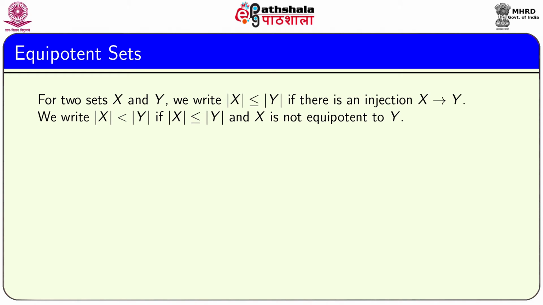For two sets X and Y, we now define a relation less than or equal to among the classes of X and Y as follows. We write that mod X is less than or equal to mod Y if there is an injection from X to Y. We write that mod X is strictly less than mod Y if mod X is less than or equal to mod Y and X is not equipotent to Y.